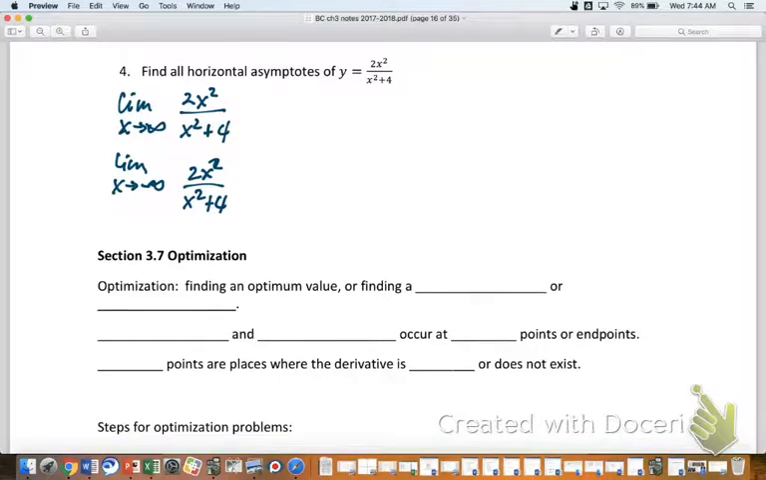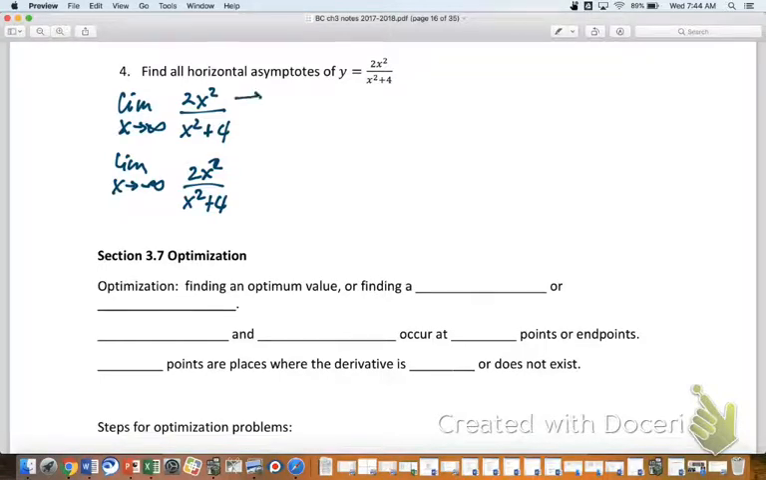So maybe in your head, you look at this and you're like, all right, x is getting huge. So that means the numerator would be getting really, really huge, right? 2 times something huge squared. It's going to be approaching infinity, right? And the denominator, same sort of thing, like something huge squared plus 4, something huge. So here's what you do. Here's how you actually should be writing this down.